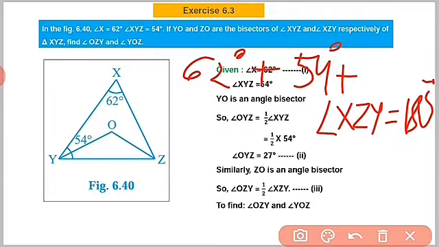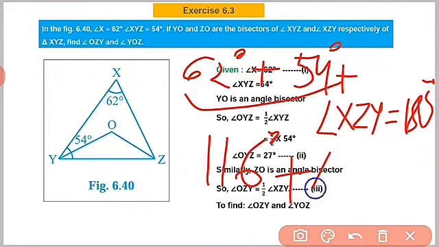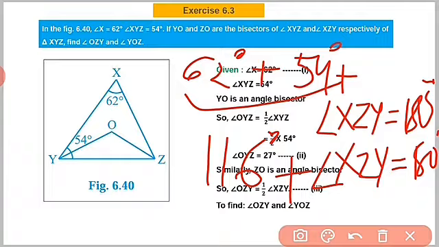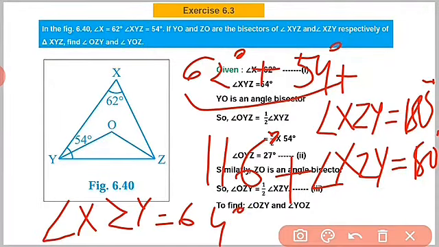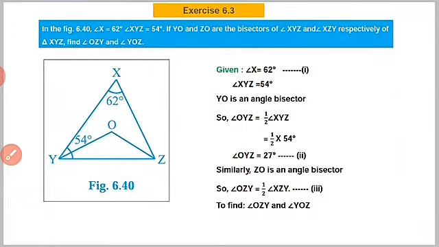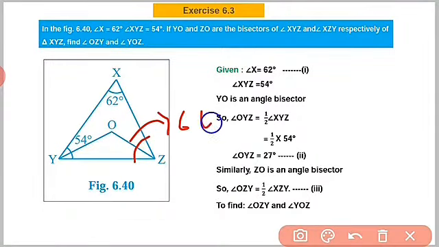This is angle sum property. From this we can calculate what will be the sum of 62 degree and 54 degree. Yes, it will be equal to 116 degree plus angle XZY is equal to 180 degree. So when we subtract 116 from 180 degree, we get 64 degree. So angle XZY will be equal to 64 degree. So we got to know this angle, this is equal to 64 degree.